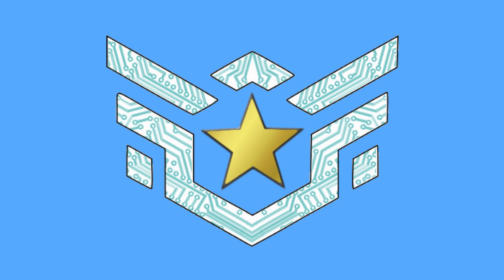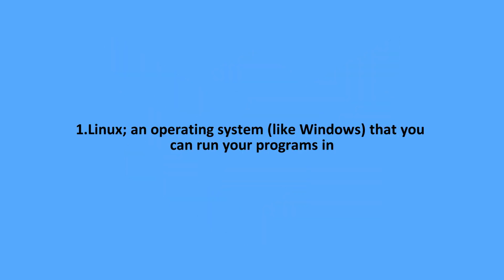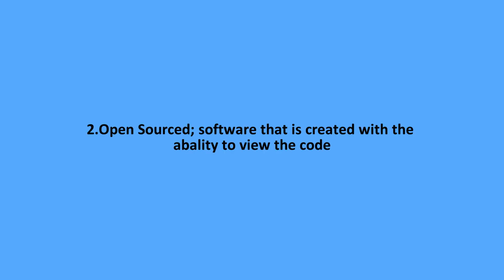Now, for those who are unfamiliar with some of the terminology I have just used, here is a quick breakdown. Number one, Linux. It's an operating system, much like Windows, that you can run programs in. Linux is most notably known for being open sourced and mostly free. Two, open sourced. Software that is created with the ability to view the code. This means that independent entities can review the software to ensure it is secure and respectful of your data.